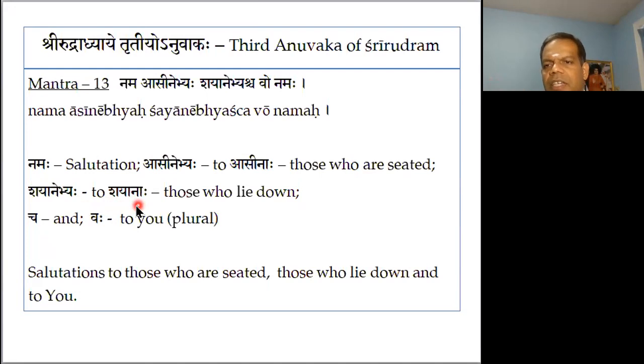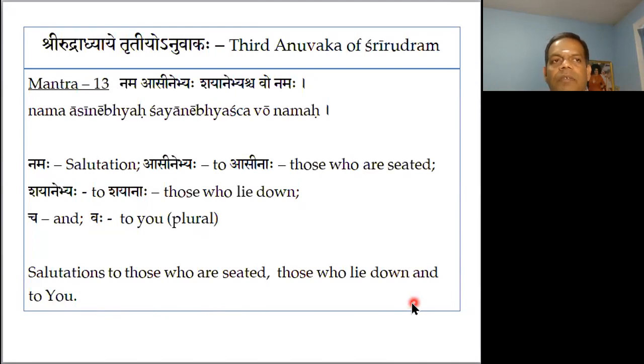Shayanam, you know, Shesha Shayana, you must have come across. Kshira Sagara Shayana means one who reclines, one who rests, those who lie down. So all those who are seated, we see the Rudra within them. All those who are lying down also, we can see the Rudra within them, because without Rudra, they cannot lie down. That way we can take it. Vah means to you. So the meaning is salutation to those who are seated, those who lie down, and to you.